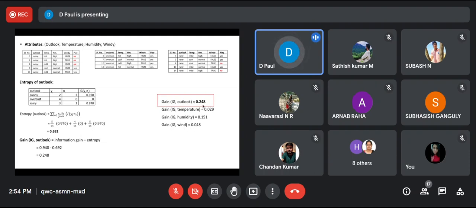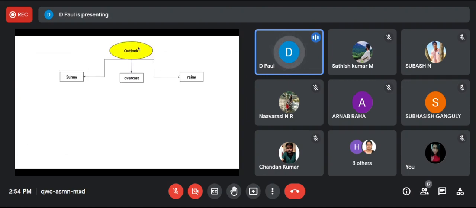So we are taking the highest value. Gain is highest for the attribute outlook. So we are taking the outlook attribute as the root node. Then the subsets of outlook are sunny, overcast, rainy. In the same way, we are going to calculate the information gain, entropy, and gain under sunny, overcast, and rainy.